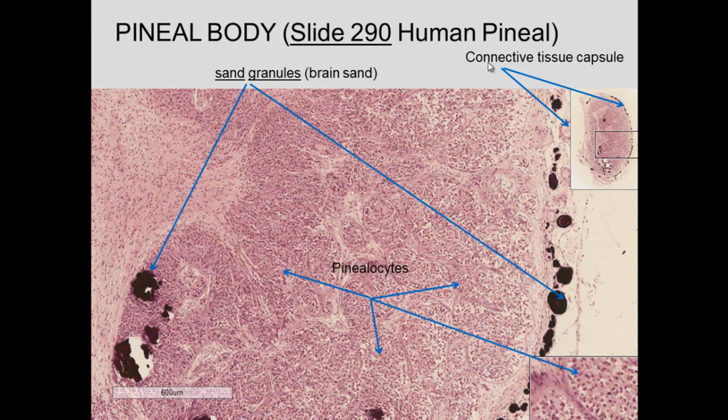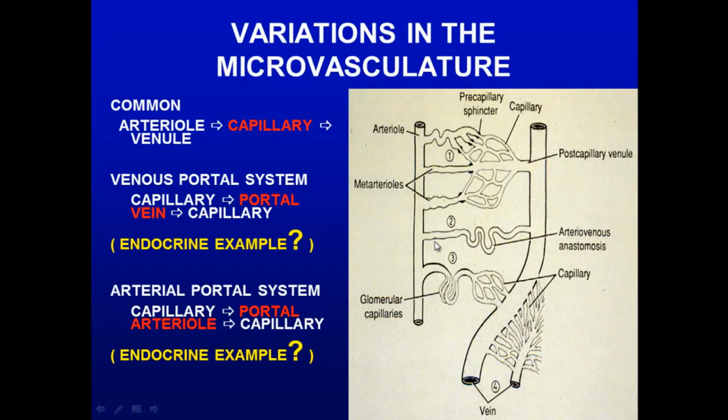steroid hormone. There's also a pineal, and the pineal has the brain sand, these sand structures that are in there, and then you have a lot of pinealocytes producing melatonin associated with circadian rhythm. And then also, if you look at the blood supply in the endocrine organs, there's two portal systems.